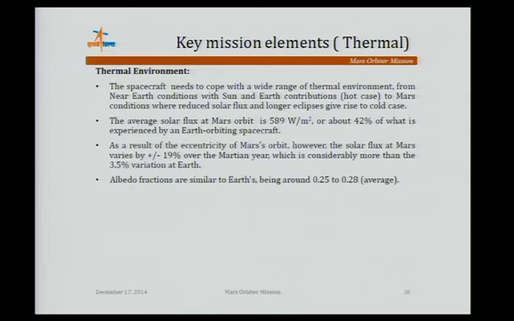As a result of the eccentricity of Mars orbit, the solar flux at Mars varies by plus or minus 19% over a Martian year, which is considerably more than the 3.5% variation on Earth. Albedo fraction is similar to Earth's, around 0.25 to 0.1. That way the thermal environment is quite harsh, and the thermal design was successfully done and evaluated. Next.